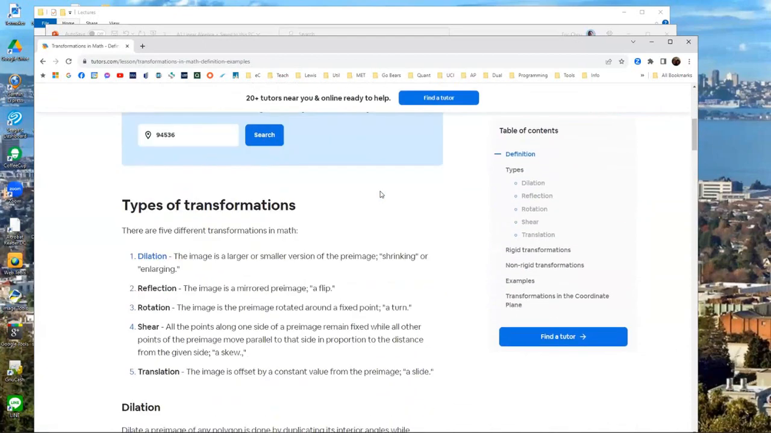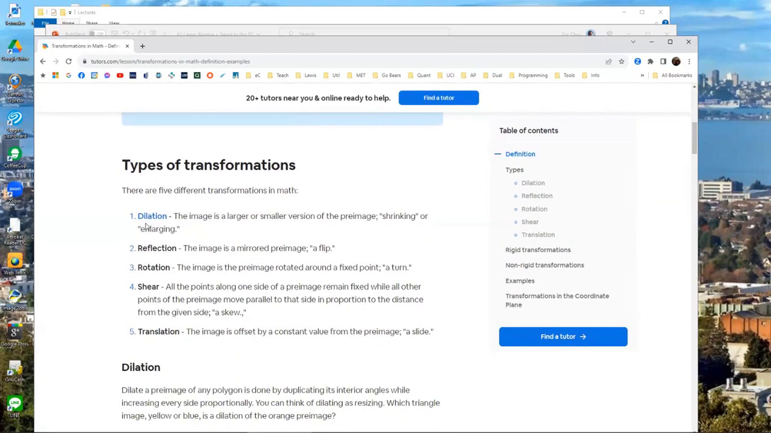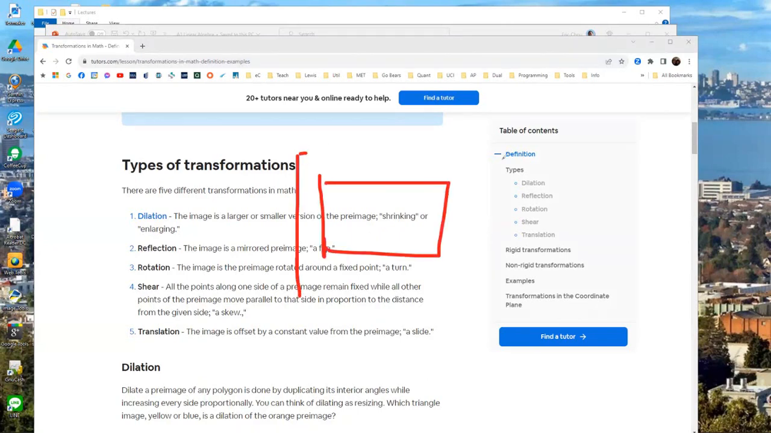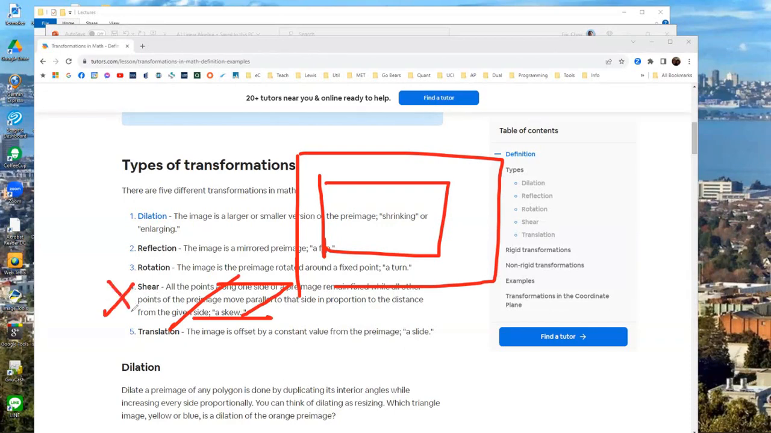The transformations include dilation. This one makes a smaller or larger version of the pre-image, shrinking or enlarging. So basically, this one makes the image bigger or smaller. Then reflection, rotation, and shear, which is actually tilting. But this doesn't happen in robotic modeling. Reflection doesn't, and dilation also doesn't. These three usually happen in game design. Our main purpose is on rotation and translation.